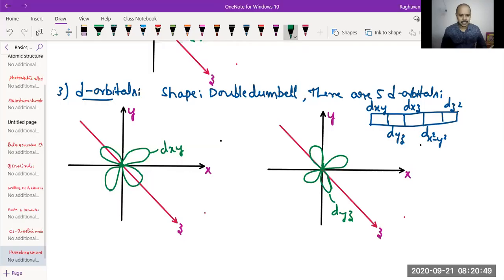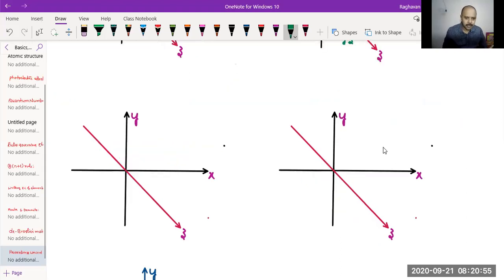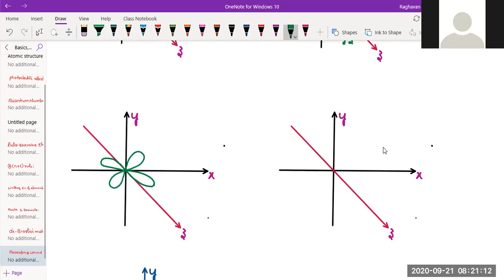The x and z. Exactly. So this is the dxz for you. For xz, we will write one lobe in between x and z, like this. This is dxz.